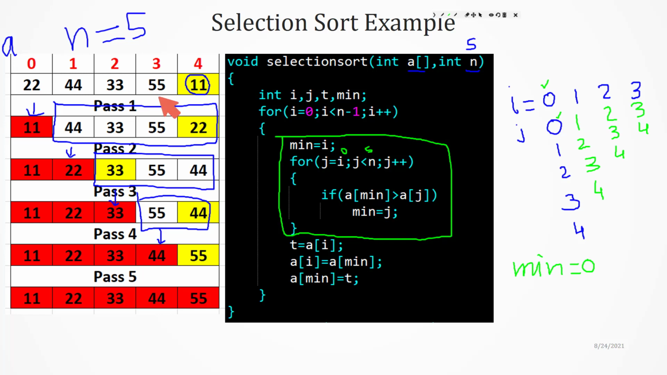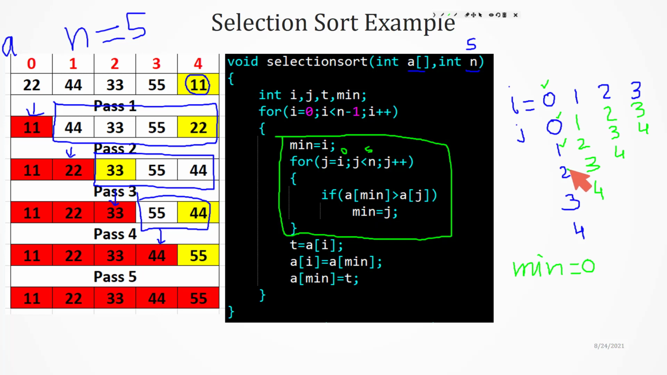Listen carefully. A of min is 0, A of j is also 0. So 22 greater than 22 is false. So this statement will not execute. Then we will go for the next value of j. A of min, min is 0. A of 0 is 22. A of j is A of 1, that is 44. 22 greater than 44 is false. So this statement will not execute.